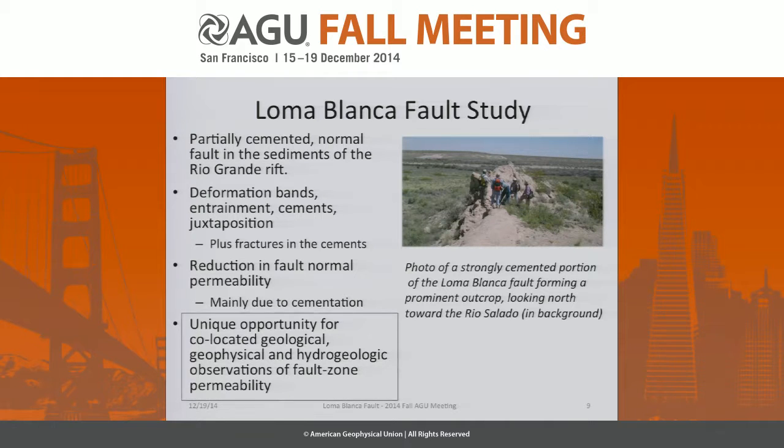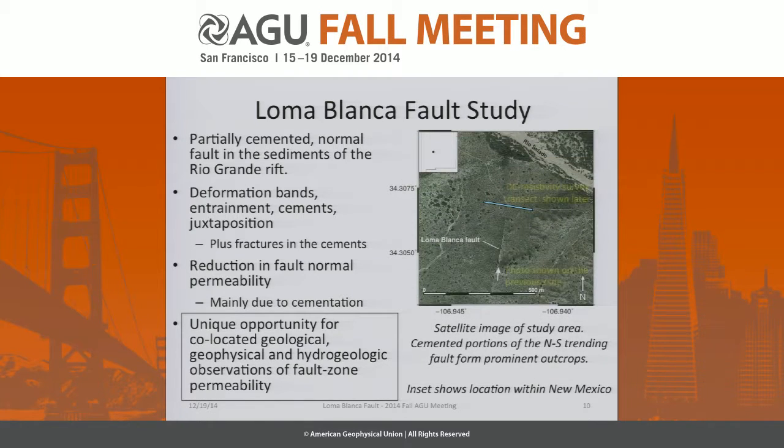This is a fault north of Socorro, New Mexico, and south of the Rio Salado. That's that little band in the background there. You're looking north, and there's a shark fin fault cemented zone sticking up in your face. This is a partially cemented normal fault in the Rio Grande Rift. It consists of a bunch of styles of faulting, but the principal one of concern here are the cements, which are what reduce permeability. And it's this unique opportunity of co-located geology observations at outcrop scale, geophysics in the subsurface, and hydrology in the subsurface that makes this particularly valuable.